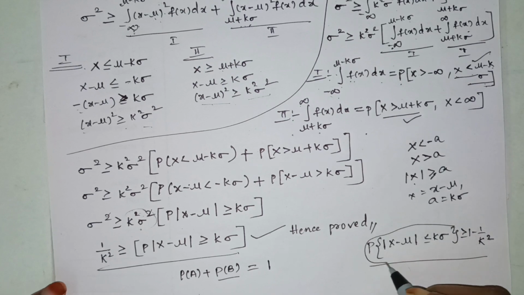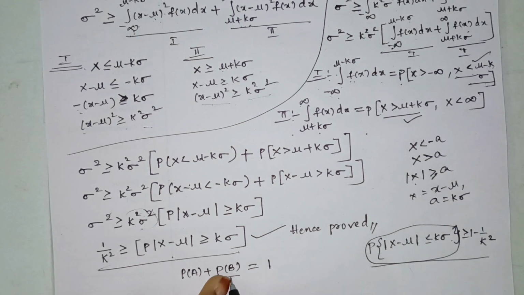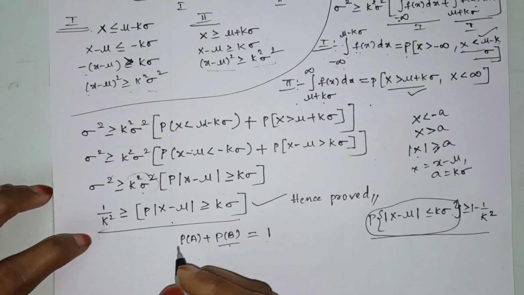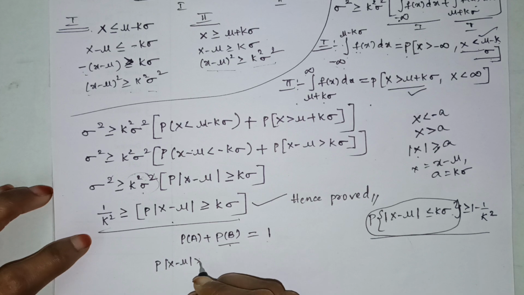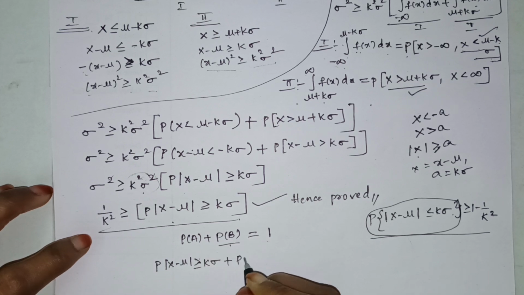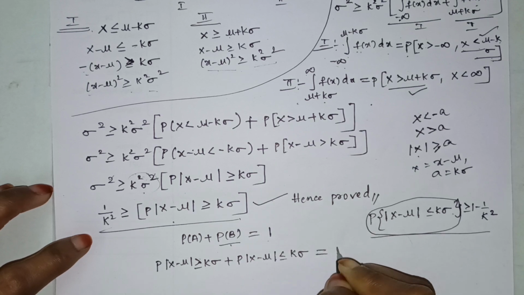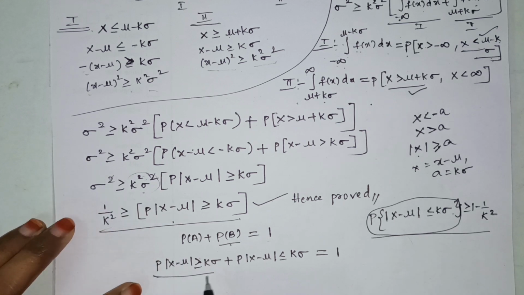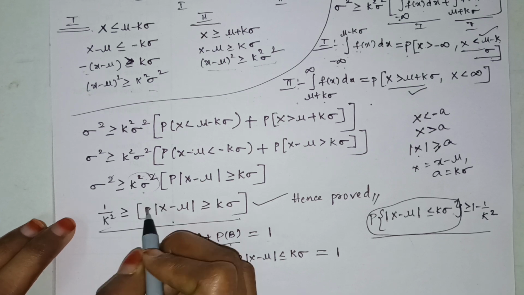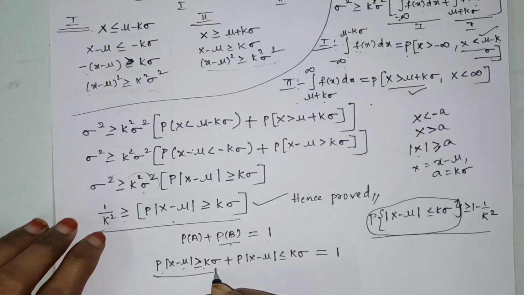So take the probability of B has this one. We know this one. We need to find out this one and which is equals to 1. So probability of mod x minus mu greater than or equals to k sigma plus probability of mod x minus mu less than or equals to k sigma which is equals to 1. And we know this one which is nothing but it is greater than or equals to 1 by k square. Therefore, this probability is less than or equal. Probability mod x minus mu is greater than or equals to k sigma which is nothing but less than or equals to 1 by k square.